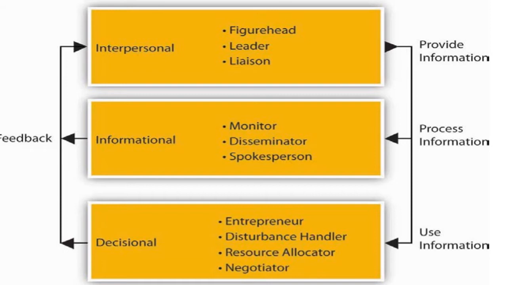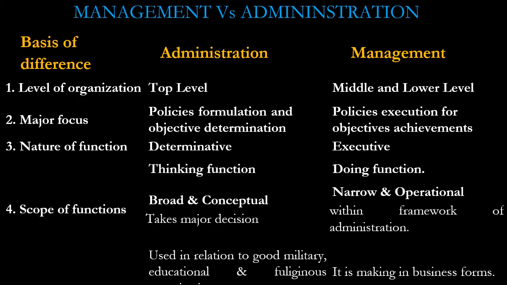The most important roles, however, are those in the decisional bins, where a manager takes the role of an entrepreneur, where he has to start things on his own, actuate, conceptualize things, etc. A disturbance handler basically mitigates issues and ambiguities. A resource allocator sees to it that there is an equitable distribution of resources, and a negotiator tries to bring in normalcy.